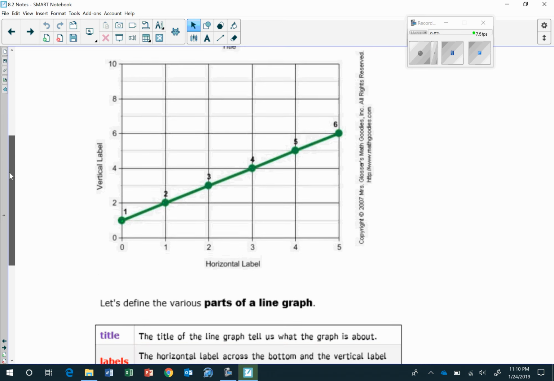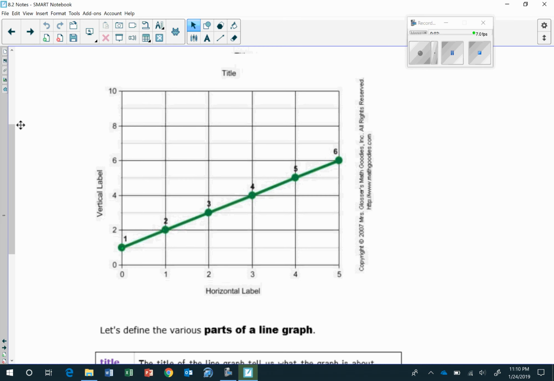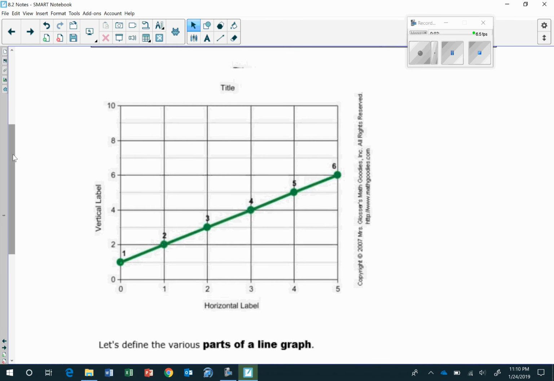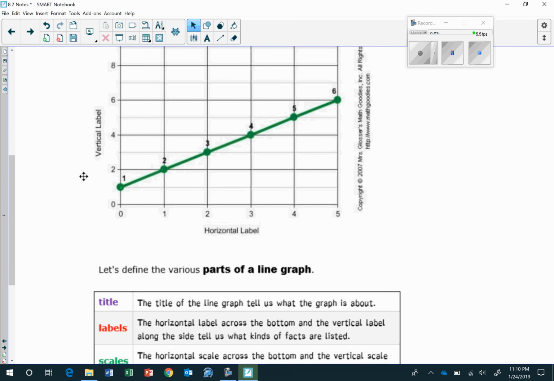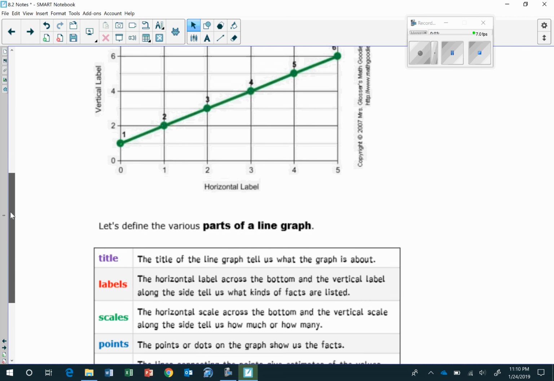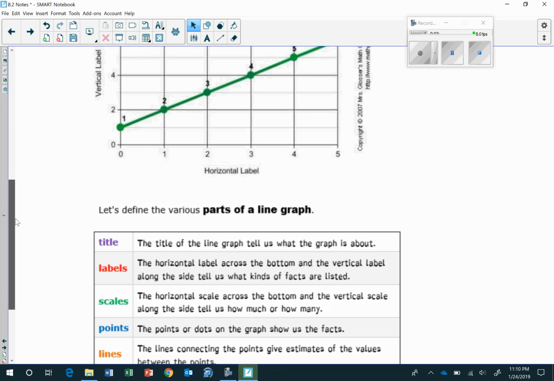So we already talked about this a little bit. But we've got a title that just lets us know what the graph is all about. The labels, so the horizontal label right here, vertical label right here. The horizontal label is usually going to be your time, like as we saw in examples, the days, the years, the months. And then the vertical label is usually going to be whatever you're measuring that in, dollars, kilograms, whatever the case may be. The scales, the horizontal scale across the bottom and the vertical scale along the side, tell us how much or how many.